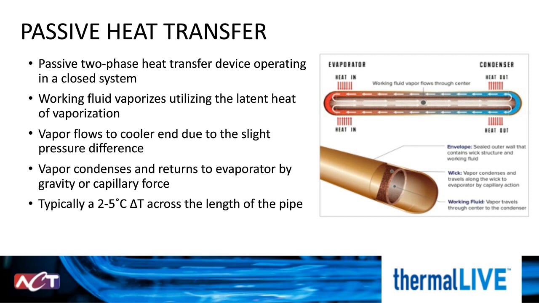This vaporization causes a slight pressure difference within the pipe. That pressure difference will cause the vapor to move to the area of lower pressure, and once there, it will condense. The condensed liquid will flow back to the evaporator, either from capillary action in a heat pipe or gravity in a thermosiphon. Typically, these passive two-phase devices have about a 2 to 5 degree delta across the length of the system.